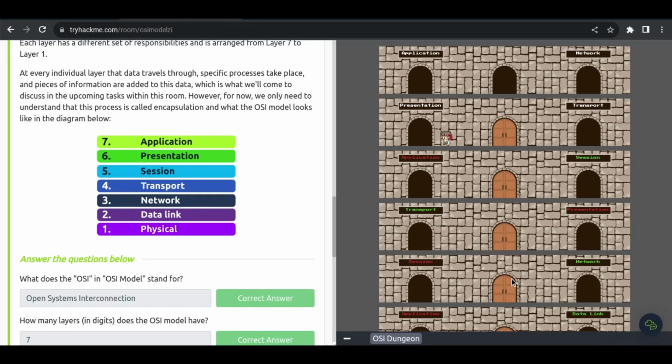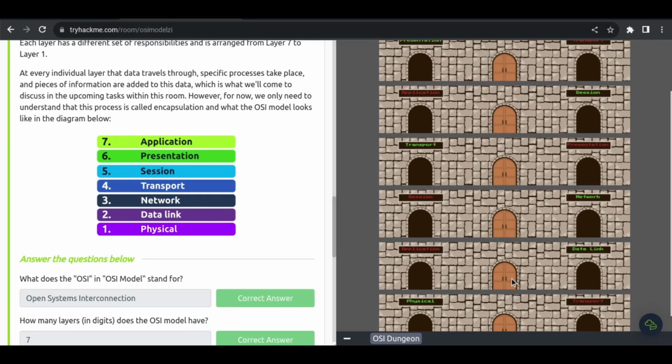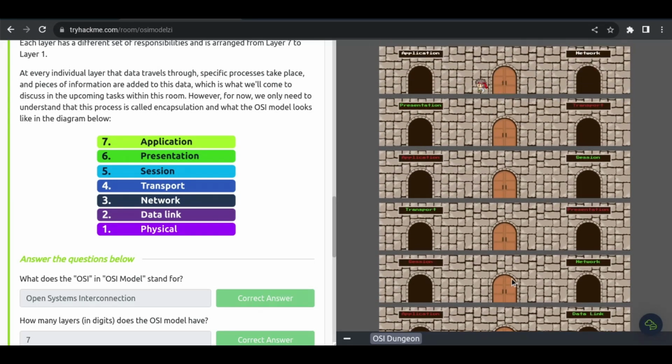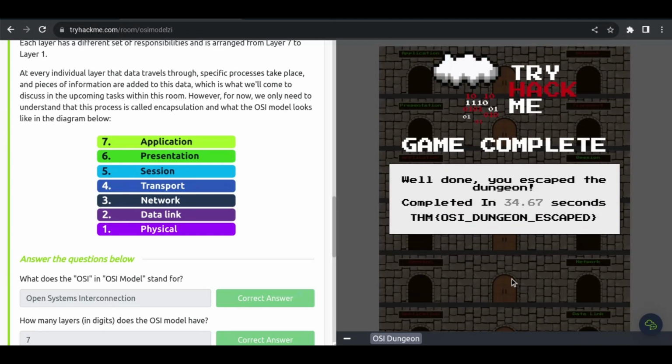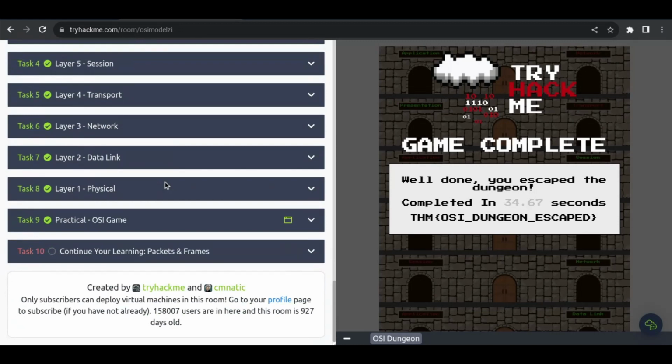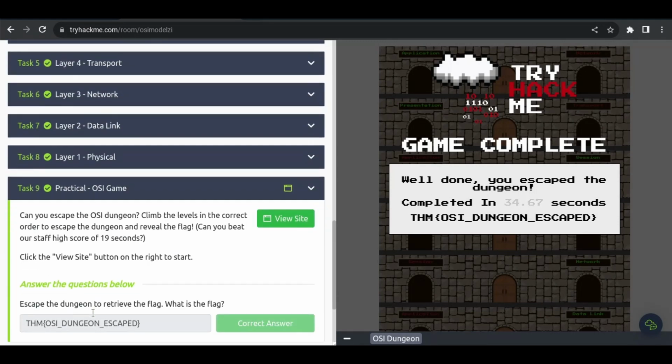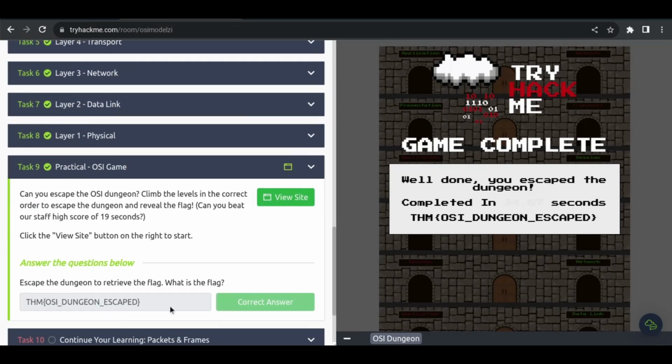Next is application. And we only did it under 34 seconds. However, we did get the flag. So go ahead and copy paste that, put it in there, and you're ready to go to task 10.